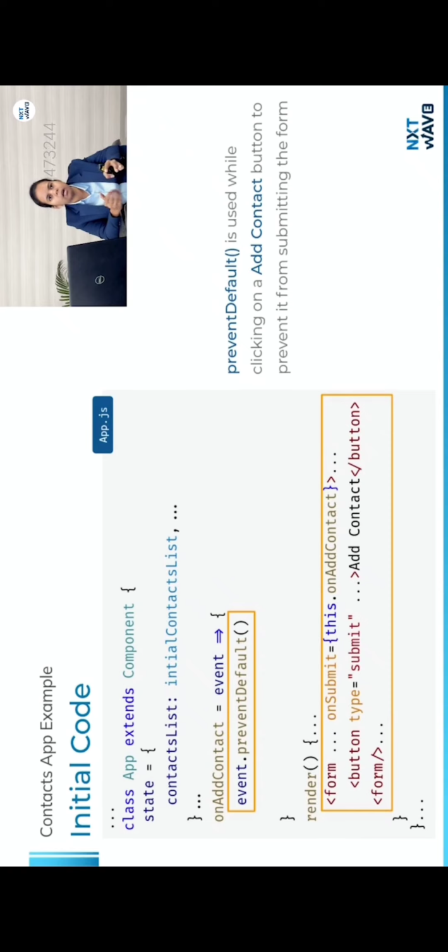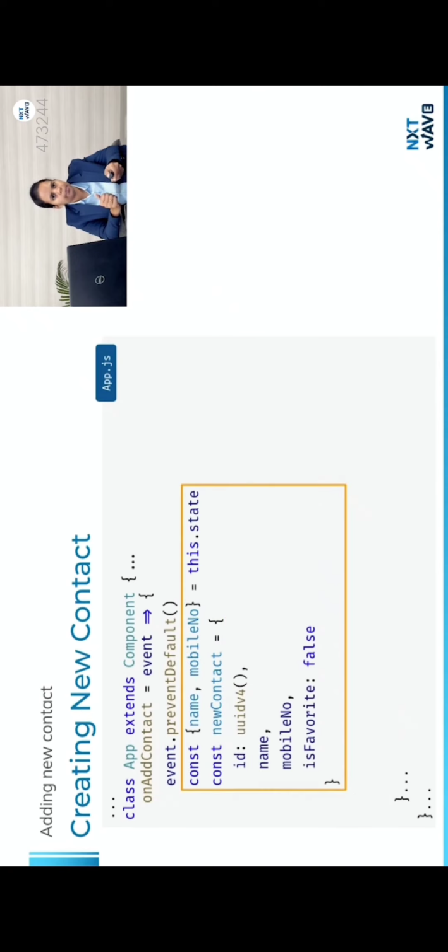Once the add contact button gets clicked, the on add contact method will get called. Within this, we have to access the name and mobile number and create a new contact, right? You can see from the state, we are accessing the name and mobile number. Next, we have to create a new contact. In the new contact, as we previously understood, the data that we have to maintain is ID, name, mobile number, and whether it's favorite or not. ID, we will get it using the UUID, right?